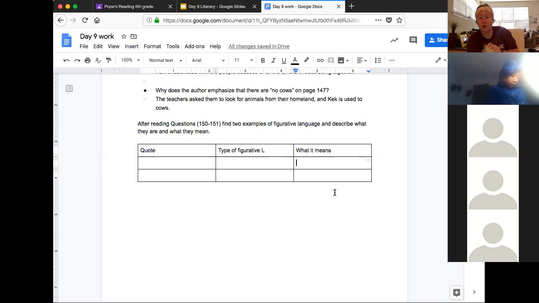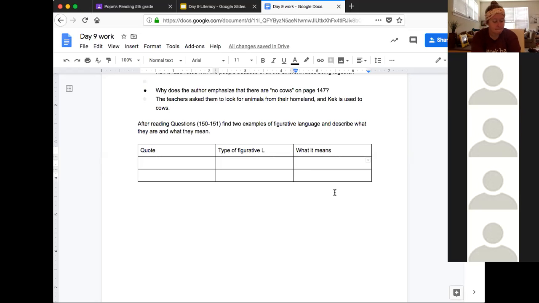So out of that little page, it's legit a page and like a little stanza, we're trying to find 2 types of figurative language. So does anybody have one that jumps out at them? Hunger is a wild dog. Hunger is a wild dog. Okay. So then in my quote box, I'm going to type in hunger is a wild dog. What type of figurative language is that?